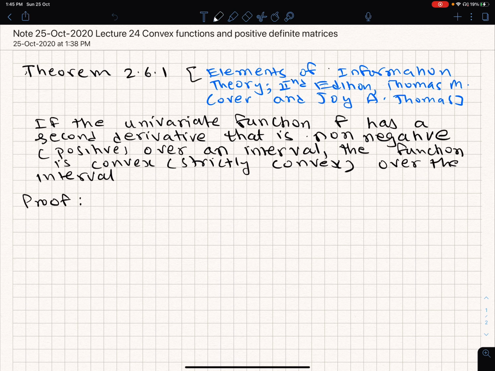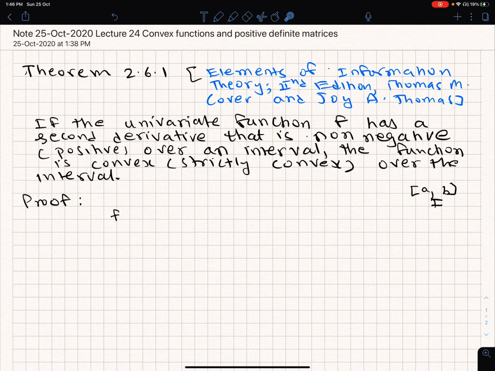So let's start proving this. The function has a second derivative that is non-negative over an interval. Let's say that the interval is a to b, or we could just say that it is I. If the function f has a second derivative that is non-negative over an interval.